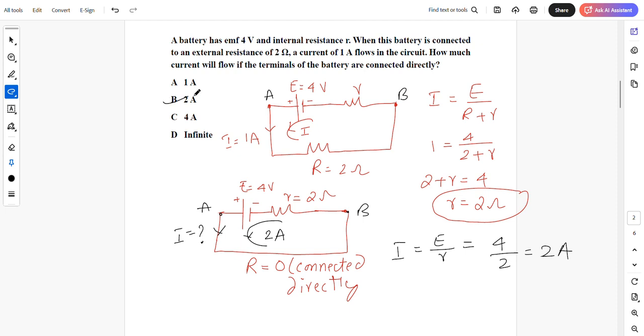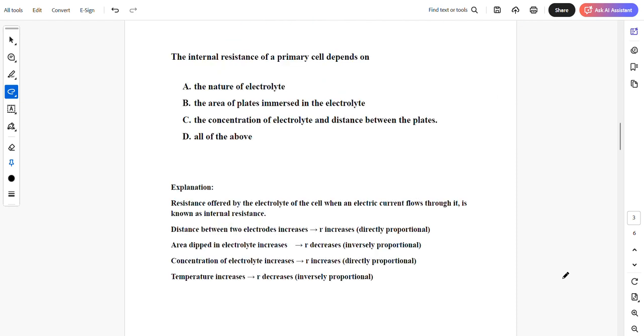Hope you have understood. If connected directly, R is equal to 0. A short circuit is just a wire whose resistance is 0. Connected directly is called a short circuit, whose resistance is 0. This you have to understand, very very important. I is equal to E by r, 4 by 2, so 2 amperes of current will flow. Hope you understood. Let us see the next one.